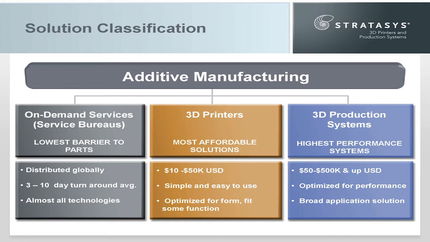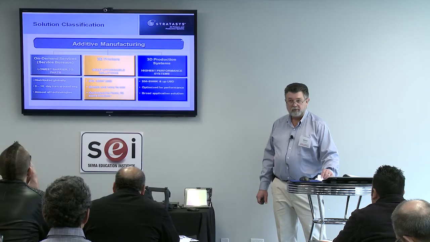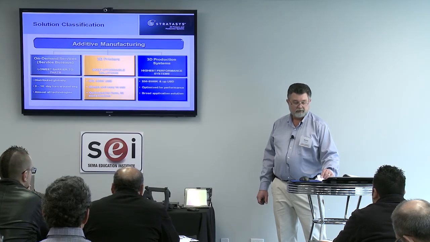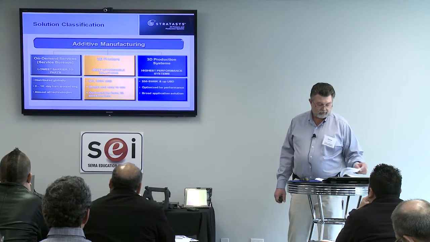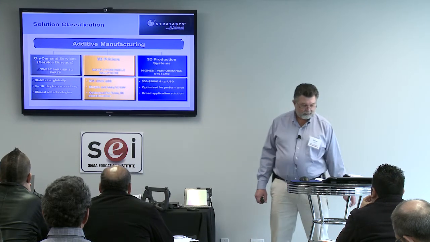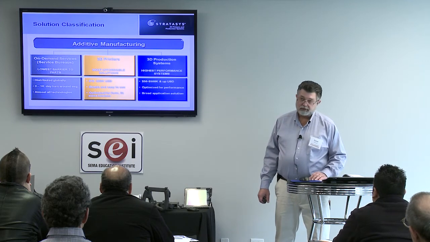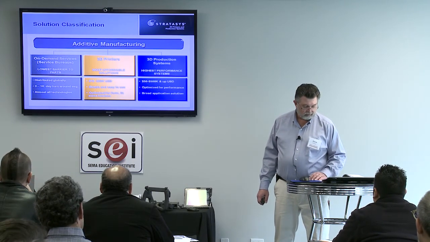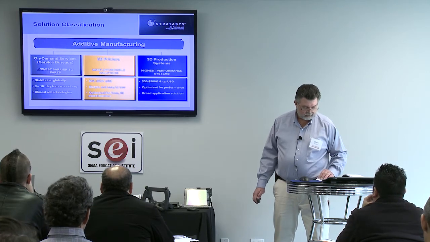Finally, 3D production systems. This is our highest performance systems. This would be our Fortus or Connex systems at Stratasys, usually in the 50 to 500K and up. They're optimized for performance, with a broad range of applications, many different materials, custom build styles, solutions for most applications out there, and most referred to as high-end systems.